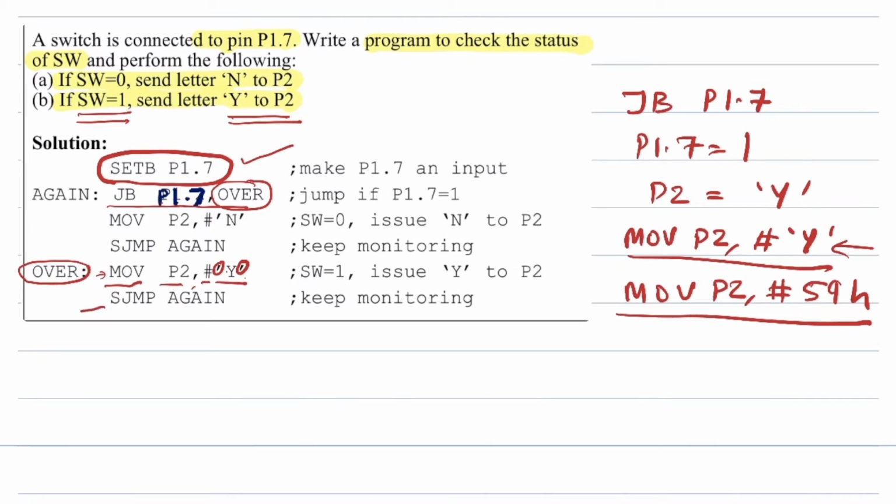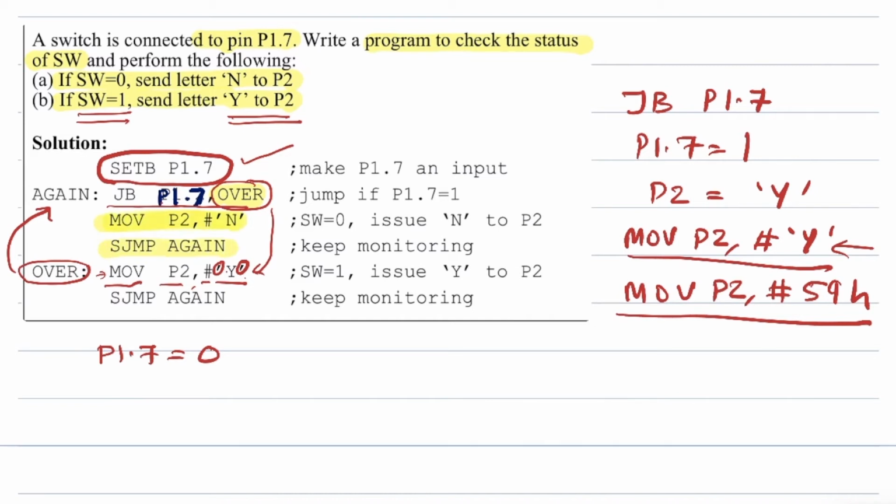So we will jump back to this line. If P1.7 is 1, it will always jump to this label OVER and it will send Y to P2. It will keep on doing that as long as P1.7 is 1. When P1.7 is 1, the switch is pressed. When the switch is not pressed, that means P1.7 is 0, then it will not go to the label OVER. It will directly execute the lines below this instruction, that is these two lines.